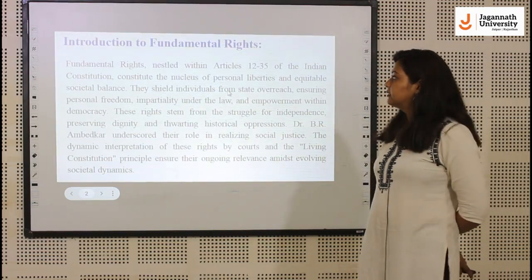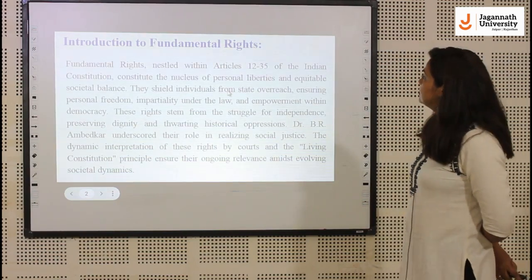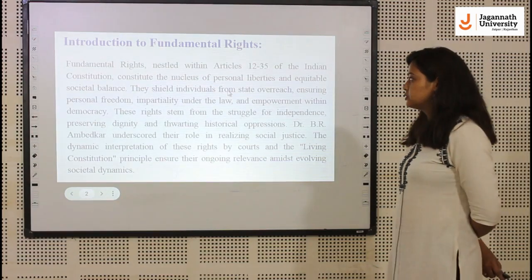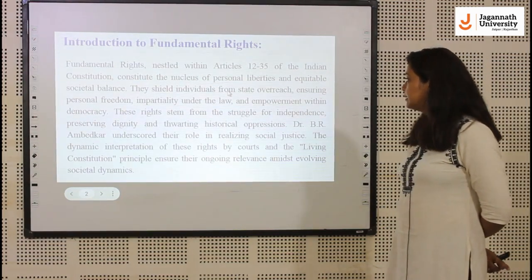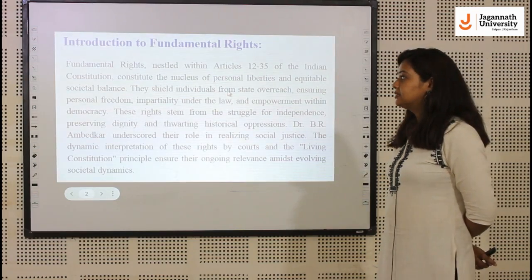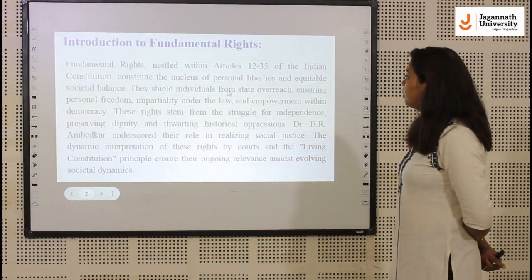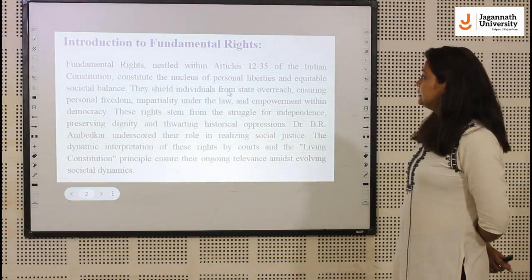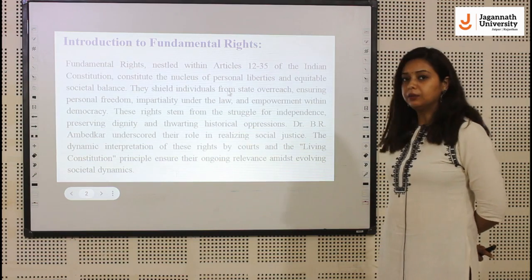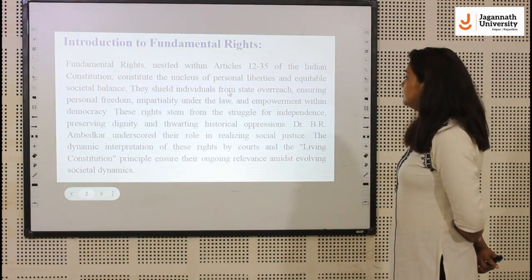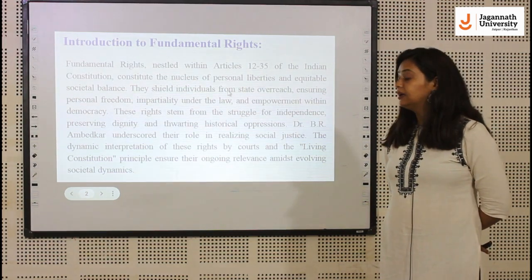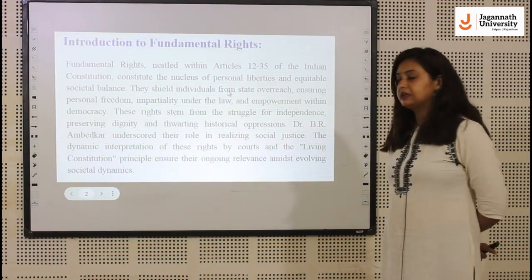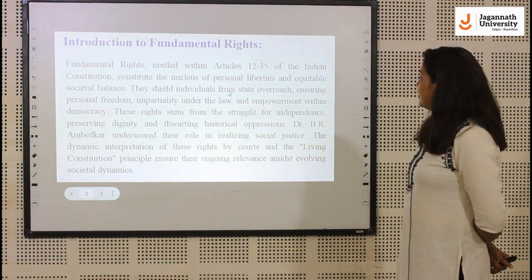Introduction to Fundamental Rights. Fundamental rights, nestled within Articles 12 to 35 of the Indian Constitution, constitute the nucleus of personal liberties and equitable societal balance. They shield individuals from state overreach, ensuring personal freedom, impartiality under the law, and empowerment within democracy. These rights stem from the struggle for independence, preserving dignity, and thwarting historical oppression. Dr. B.R. Ambedkar underscored their role in realizing social justice.